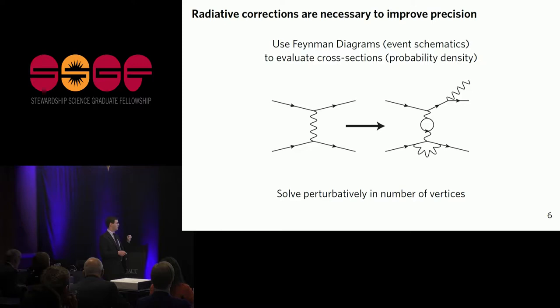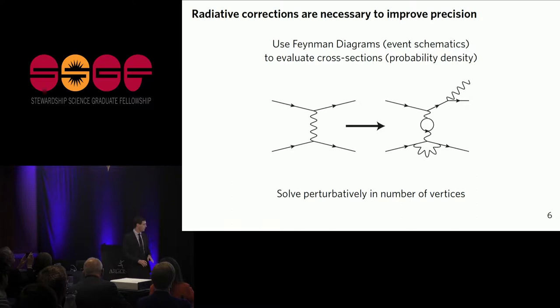This might be a review for some, but I just want to go over it a little bit. At leading order, an electron comes in, exchanges a photon with another electron, and they scatter out. And over here on the right is sort of a Frankendiagram of a whole bunch of different processes that can happen. You can have vacuum polarization, which is this loop in the middle. You can have changes to the magnetic moment. You can have radiation, or radiative scattering. These are all things that can happen, and when you start going to higher precision, you have to think about them.